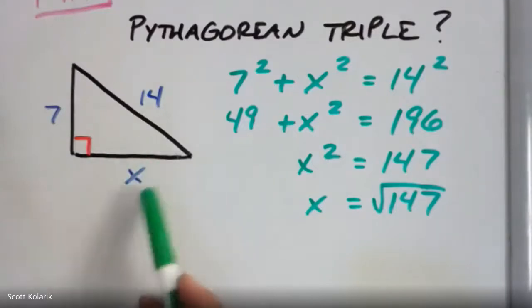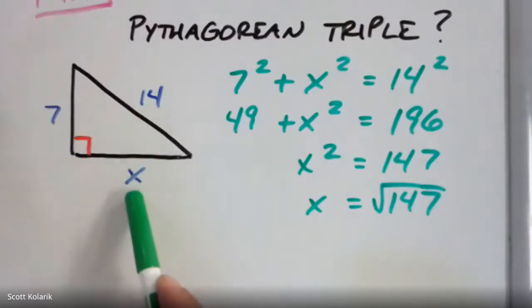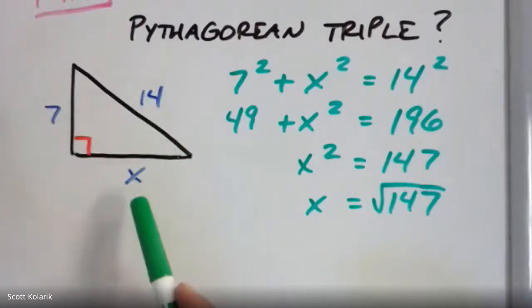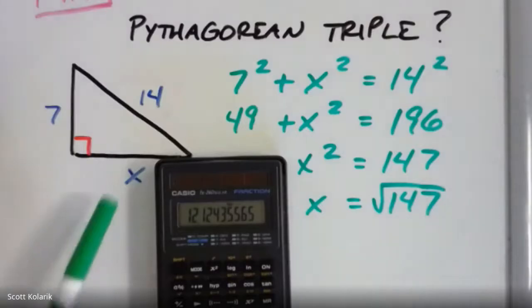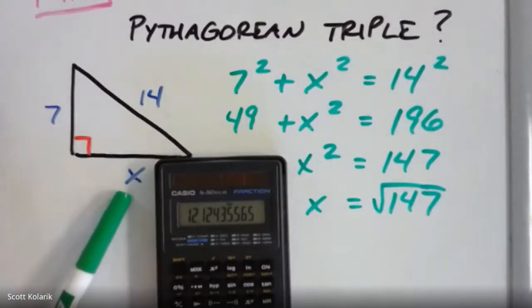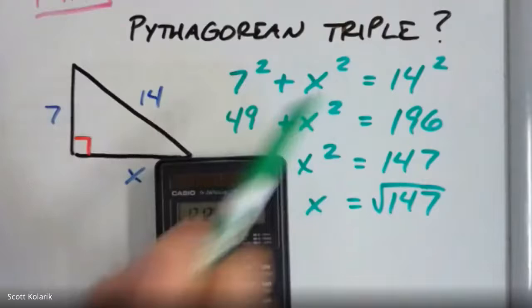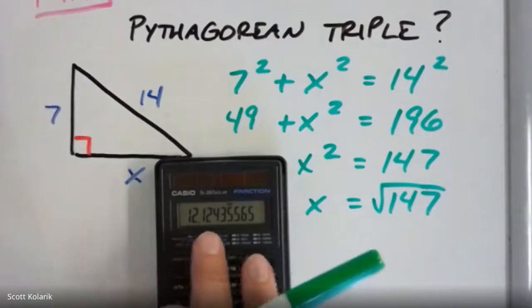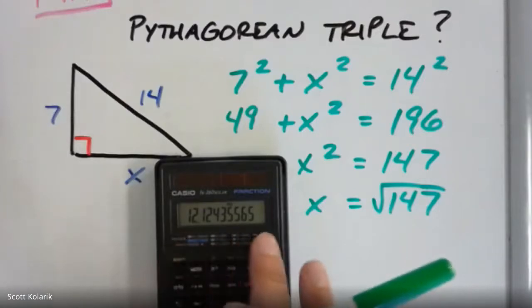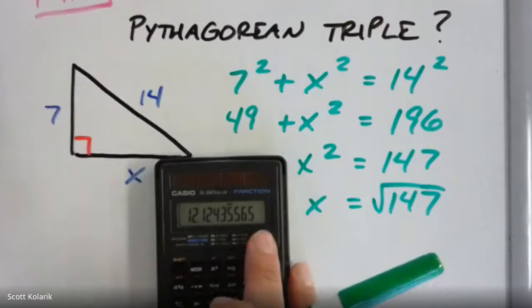So had I done this result and gotten some friendly whole number result right here, then it would have been a Pythagorean triple. However, as you can see, I get a gross decimal result. Doesn't mean it's not a right triangle. It just means it's not a Pythagorean triple, because this ended up with a decimal result. So that part of the question is answered. Okay, and if you were asked to approximate the solution to some decimal point, that number I would round to whatever it asked me to.